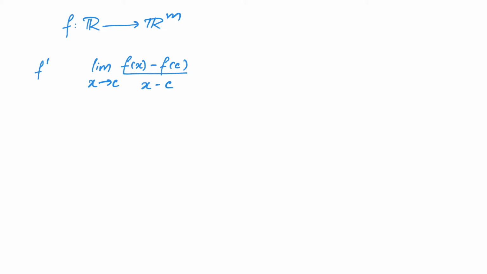In the previous unit, we studied the differentiation of functions f from R to Rm. We called a function differentiable at a point c if the limit as x tends to c of (f(x) minus f(c)) by (x minus c) exists. And when it exists, this limit is called the derivative of f at the point c. Recall that this is exactly analogous to what we saw for functions f from R to R.